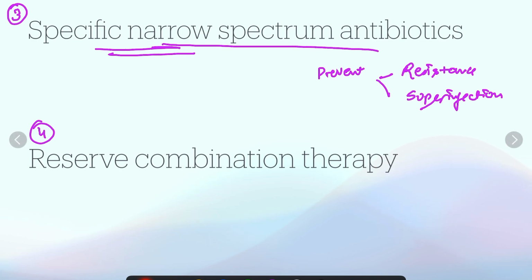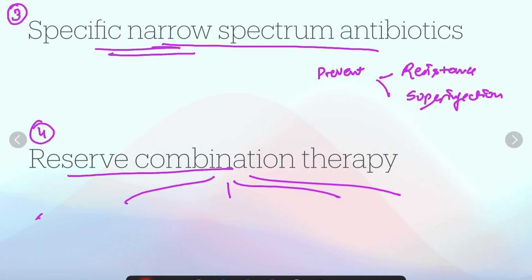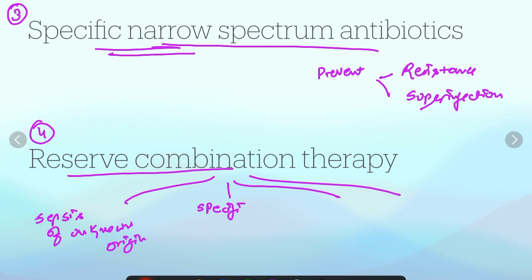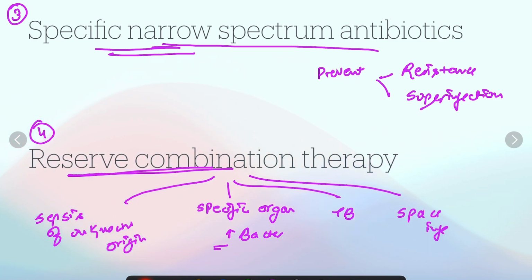Coming to the fourth guideline, reserve the combination therapy for cases like sepsis of unknown origin, where a specific organism is overgrown and we require bactericidal action in a greater amount. So for that we reserve combination therapy for patients with tuberculosis and for patients with specific or space infections.